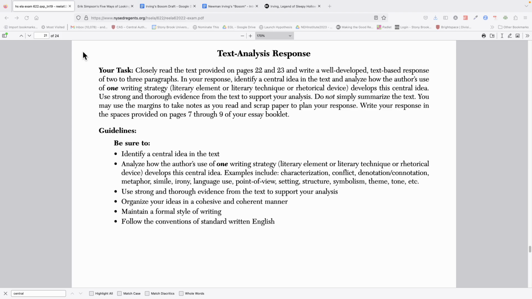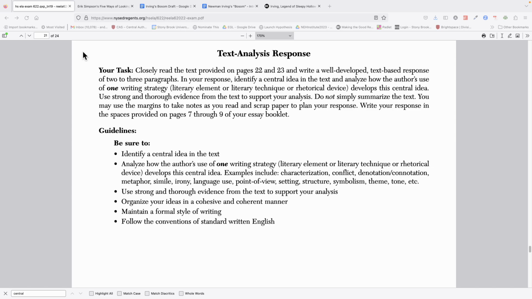This is a prompt that I think most of you have seen a version of, if not this exact one. It's from the June 2022 New York State English Language Arts Regents exam. So maybe some of you actually took this exam, I'm guessing so. But if not, they have basically the same prompt in every region, just with a different text identified. And as you see, it asks you to closely read the text and then to write a well-developed text-based response of 2 to 3 paragraphs.